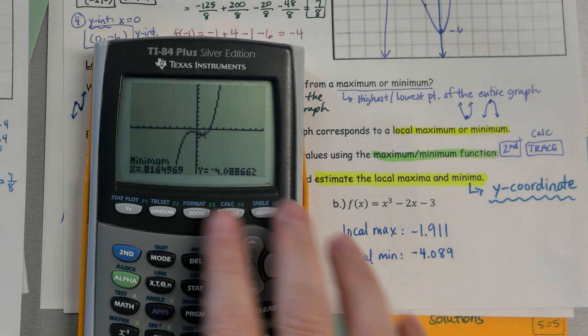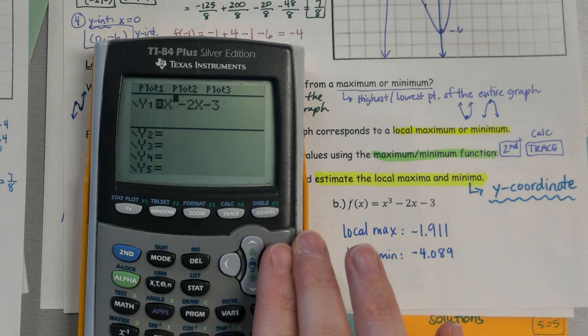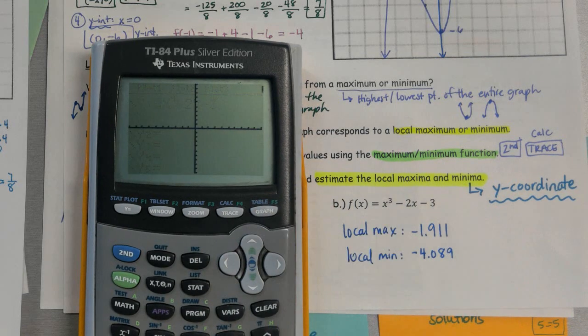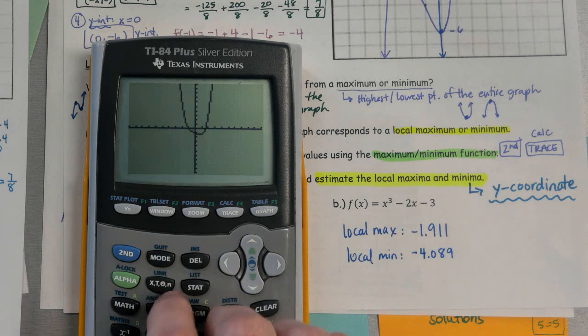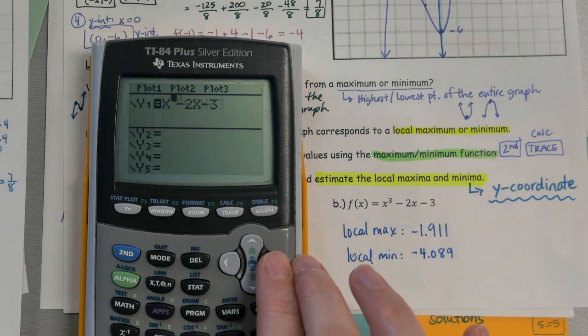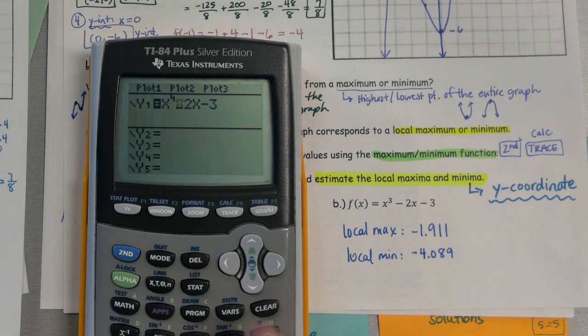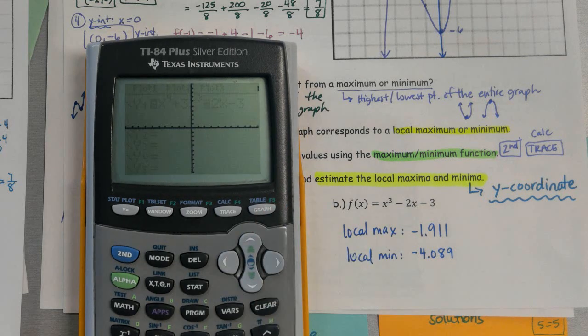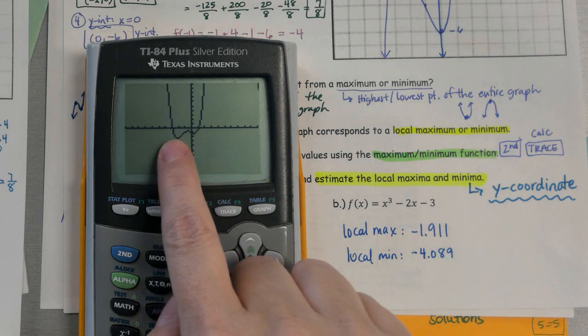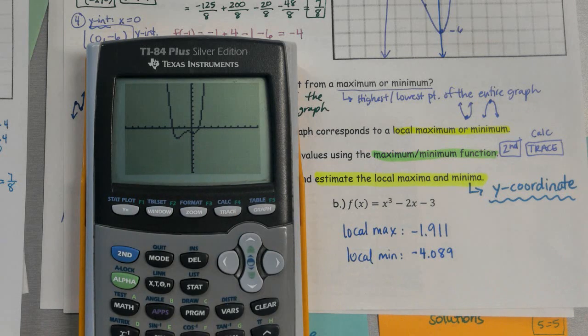Okay? If I change this to an x to the 4th, I just want to show you what it would look like if you have 2 curves. Okay, so see how you have 2 local mins here and then 1 local max? That could happen as well. Okay, so you could have 2 local maxes. You could have 2 local minimums.